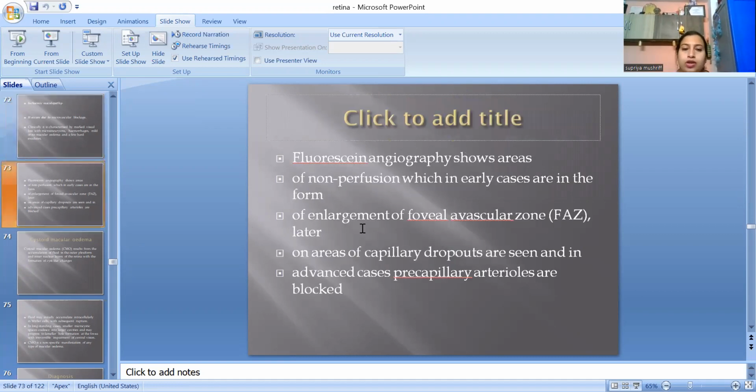Fluorescein angiography shows areas of non-perfusion, which in early cases are in the form of enlargement of the foveal avascular zone. Later on, areas of capillary dropouts are seen, and in advanced cases, pre-capillary arterioles are blocked.